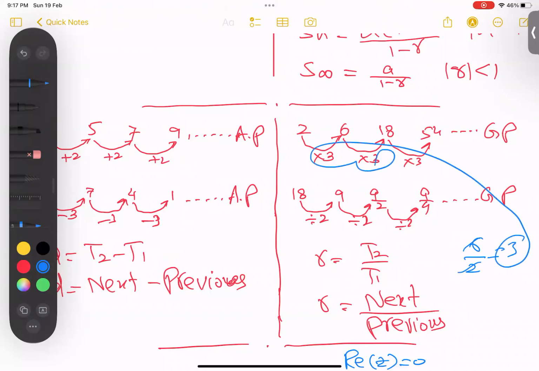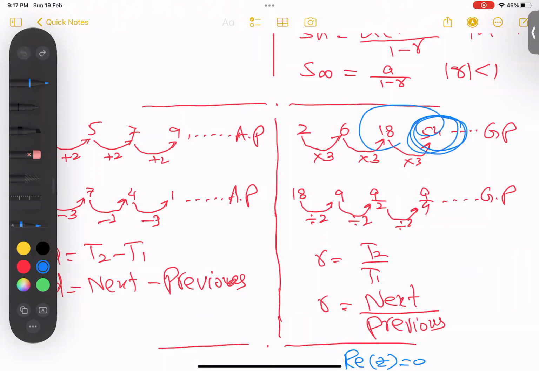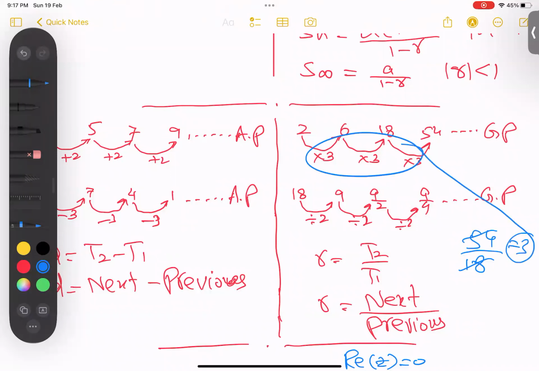So this matches. Not only this, I can go for any two consecutive terms. Consecutive means what? For example, this is term number 4 and this is term number 3. And 54 up by 18, again you type in the calculator, you get 3, the same. I believe the point is very, very clear.